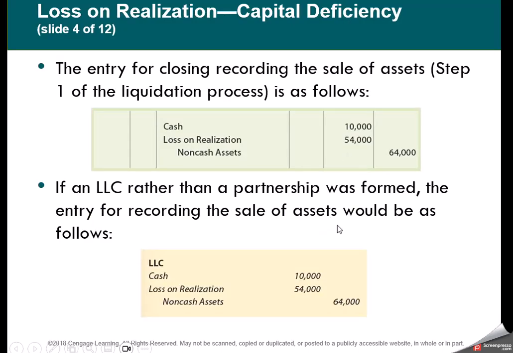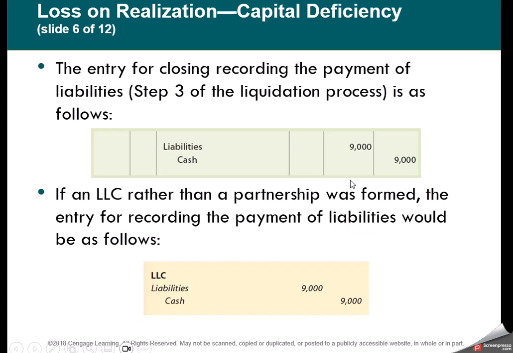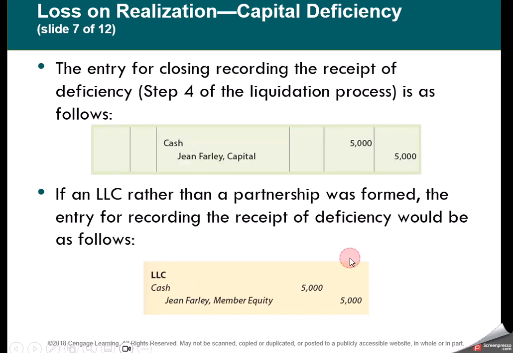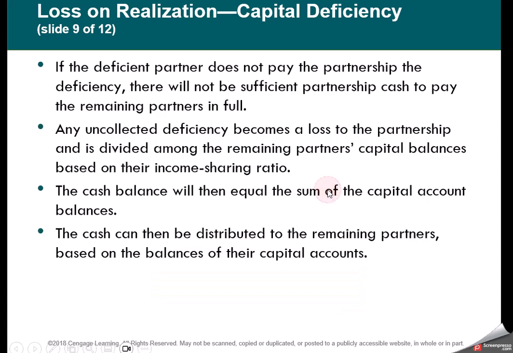So here's the loss. Here's the allocation to the partners. Here's the payment of the liabilities. Here's where Farley now has to pay in that deficit. He owes the partnership $5,000. And then the other two partners are going to get their money back out. So in a sense, he has to pay it in so that then they can get their fair share at the end.